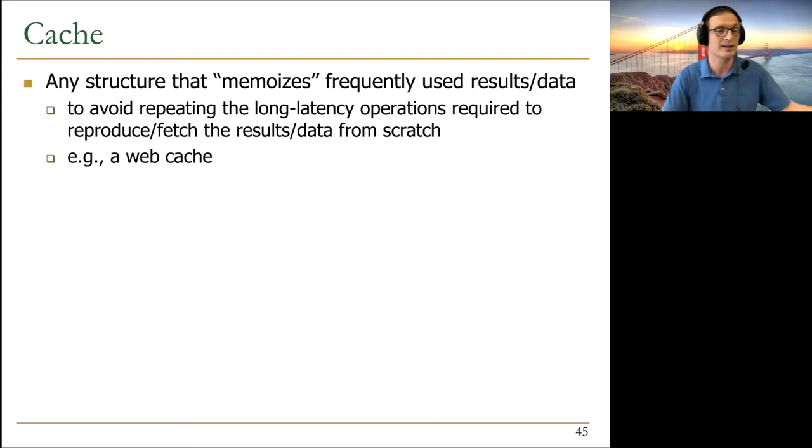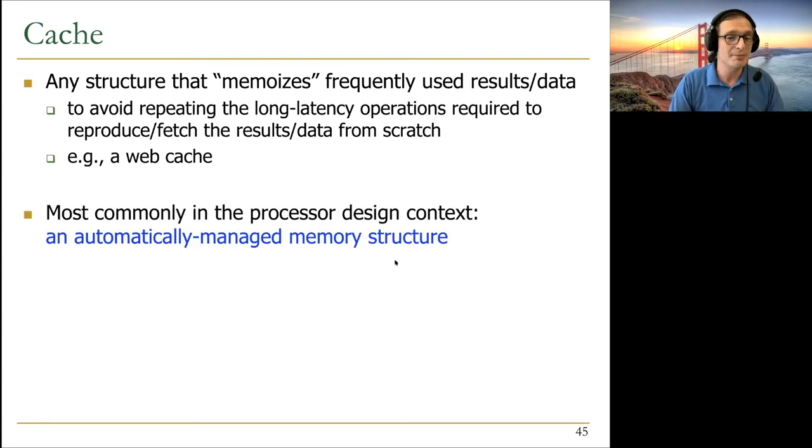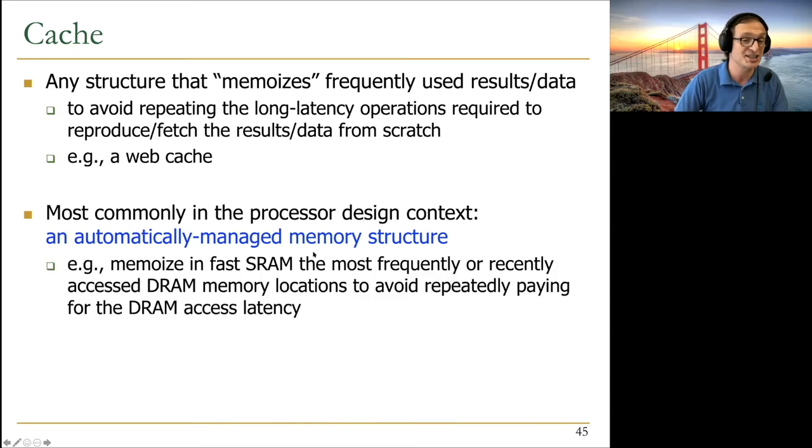Clearly the ideas that we're going to discuss are going to be applicable to many things in systems and software as well, but we're going to look at a particular case of a hardware cache. And most commonly in the processor design context, this is an automatically managed memory structure, and it's usually SRAM. For example, we want to memoize and fetch into SRAM the most frequently or recently accessed DRAM memory locations to avoid repeatedly paying the penalty for the DRAM access latency, right?